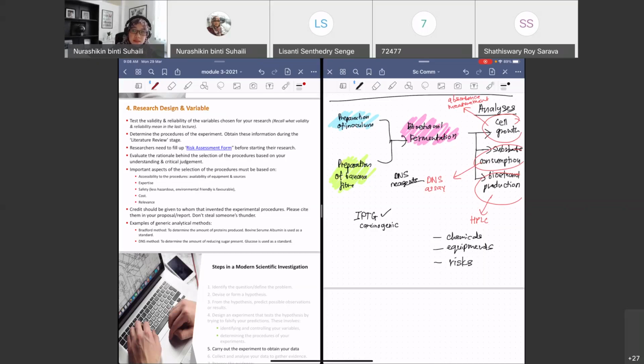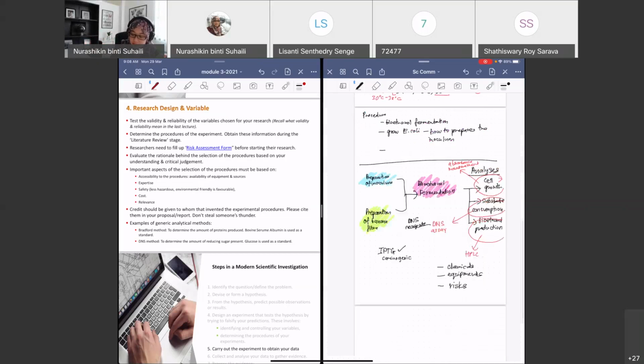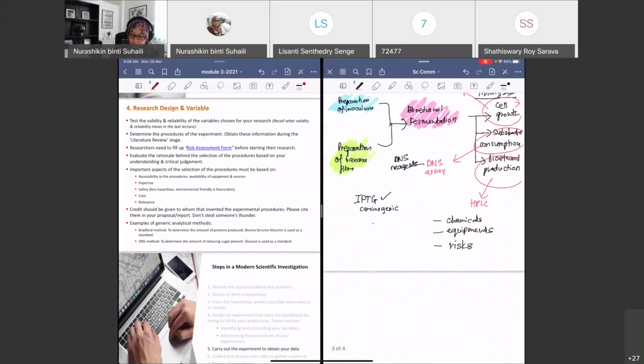So it means that when you insert things in the autoclave, right? Let's say you want to autoclave your media, right? Let's say your media is in a bottle.